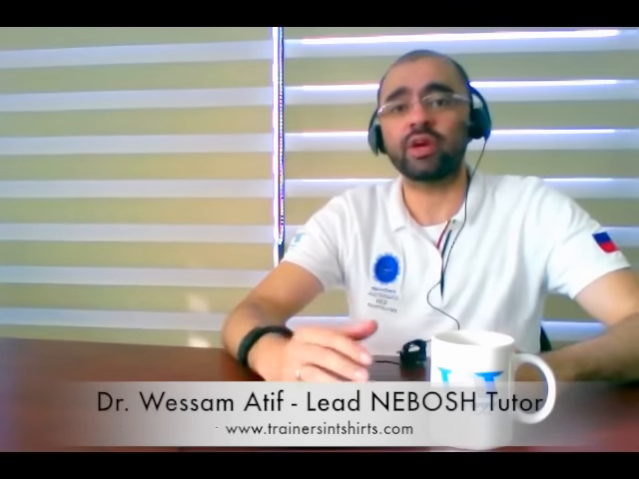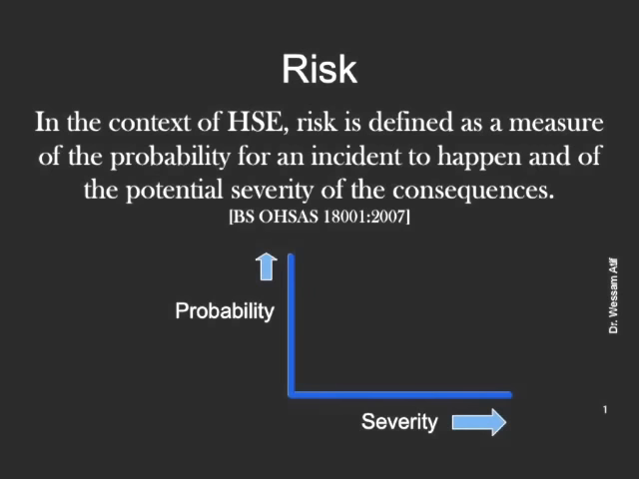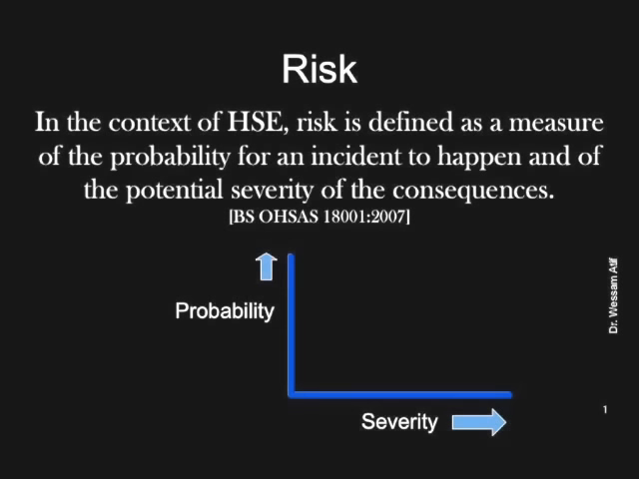Okay, so anyway, let's make it as short as possible, as we usually do, and make it fast. First of all, I'd like to define risk. Just a quick reminder. In the context of occupational health and safety, risk is defined as a measure of the probability for an incident to happen and of the potential severity of the consequences. And reference to this is the OHSAS 18001:2007.